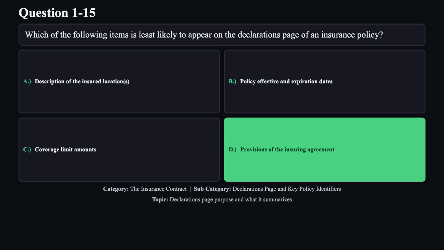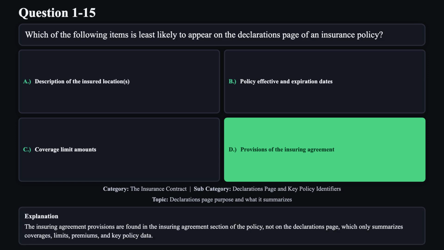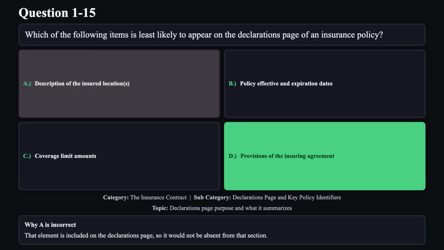The correct answer is D. The insuring agreement provisions are found in the insuring agreement section of the policy, not on the declarations page, which only summarizes coverages, limits, premiums, and key policy data. Reason A is not correct. That element is included on the declarations page, so it would not be absent from that section.